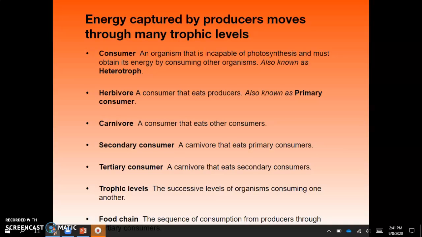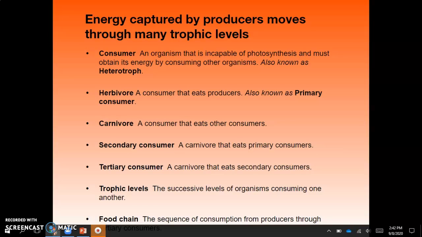An herbivore is a consumer that only eats producers. These are also known as primary consumers. So primary consumers are the ones that eat the plants. A carnivore is a consumer that eats other consumers exclusively. So carnivores only eat other animals. If you're an omnivore, you eat plants and animals. If you're a human and you are a vegetarian or a vegan, you are strictly an herbivore.